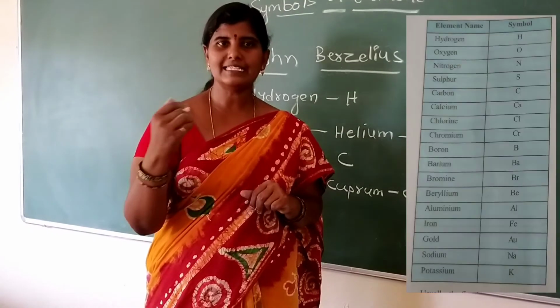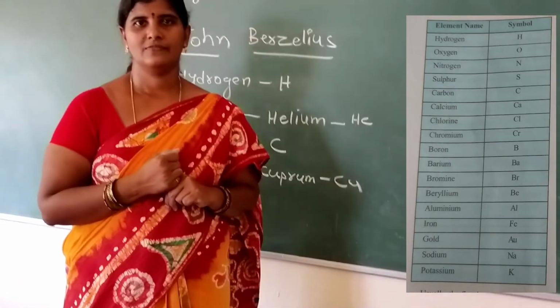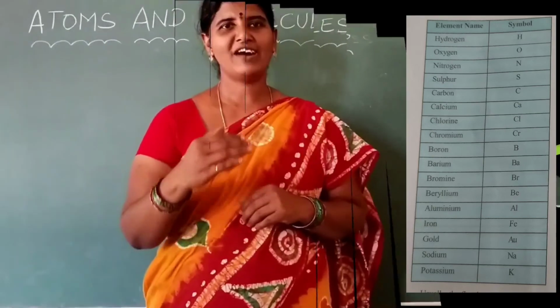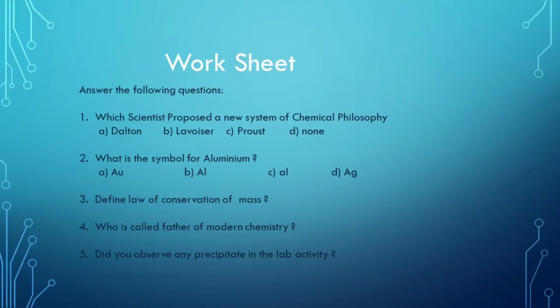Okay, children, let us see the worksheet. Which scientist proposed a new system of chemical philosophy? Dalton, Lavoisier, Proust, none. What is the symbol for aluminium? Al, At, Au, small al. Define the law of conservation of mass. Fourth question: who is called the father of modern chemistry? And the fifth question: did you observe any precipitate in the lab activity?